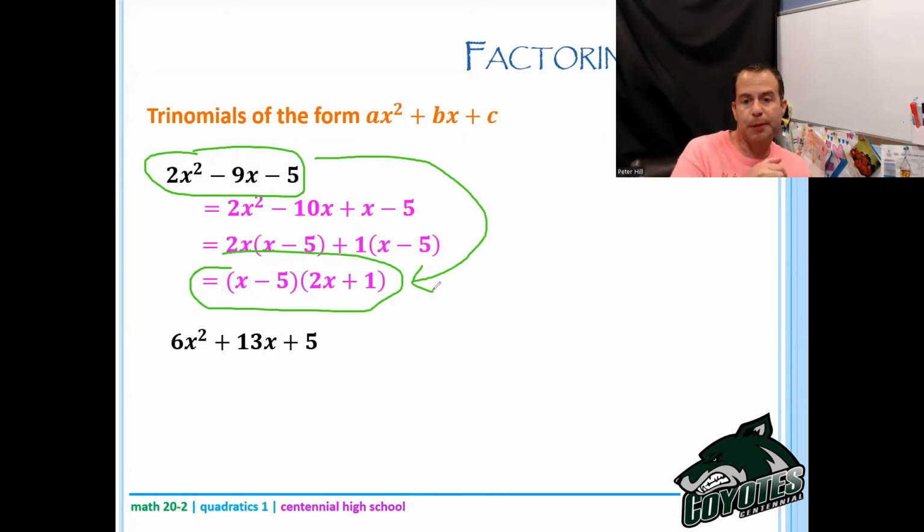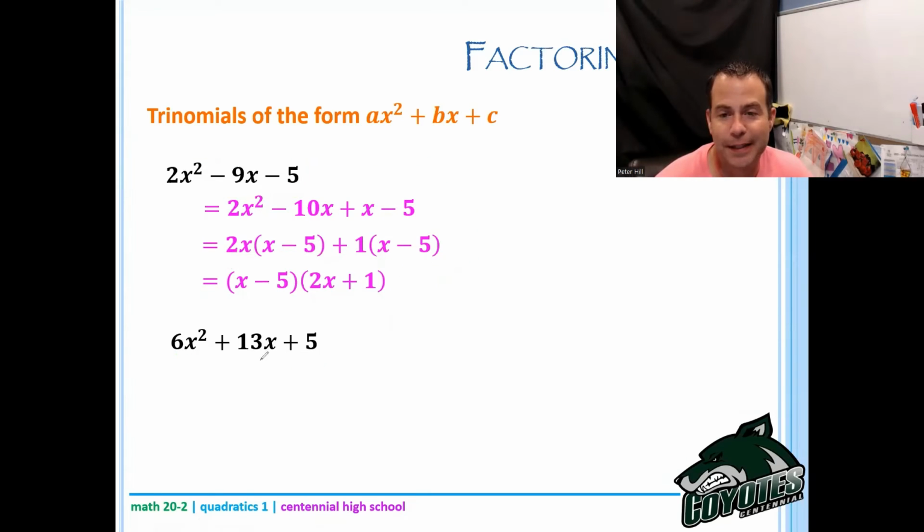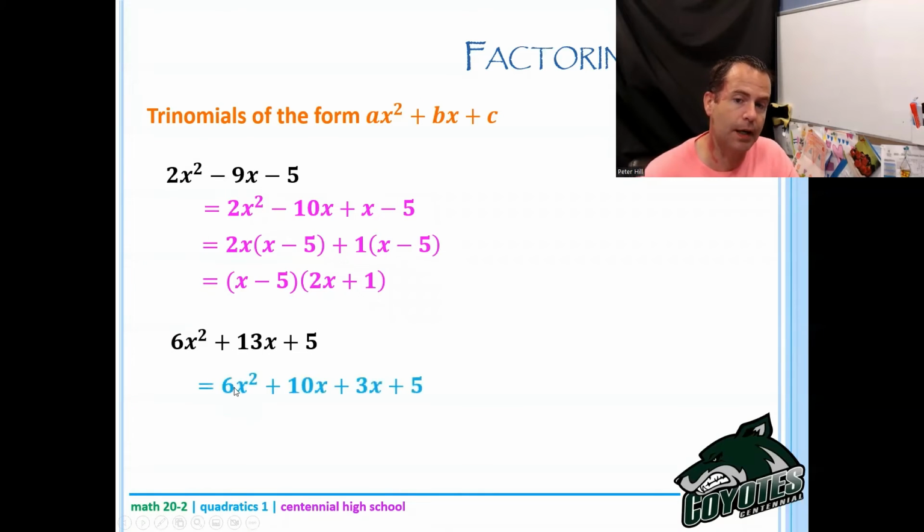Okay, 6x squared plus 13x plus 5. Hopefully you've already done this because you paused me earlier. That's two numbers that multiply together to give you 30, 6 times 5, and add together to give you 13. That's going to be 10 and 3. So I've split out my 13x into 10x and 3x. Students often ask, should I do 10 first and then 3, or 3 first and then 10? Doesn't matter. Okay, you'll get the same answer regardless.